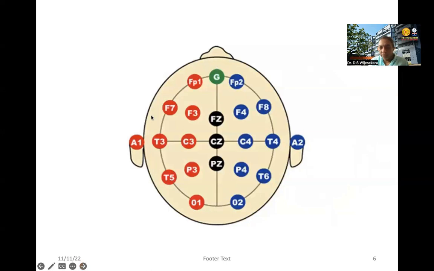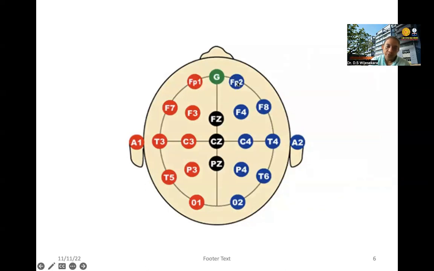You can see that on the right-hand side shows even numbers, FP2, F4, F8. So that means it's the right side. And on to the left side, it's odd numbers, 1, 3, 7, 5, etc. So now what do these names or letters indicate?